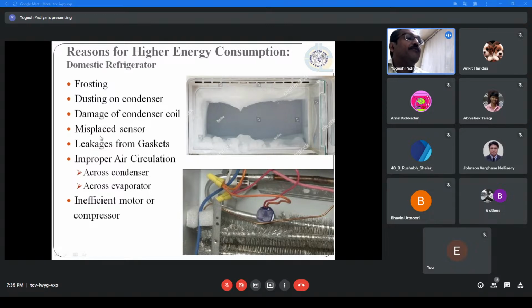So misplaced sensor, damaged condenser coil, dust on the condenser, frosting, improper air circulation, inefficient motor or compressor. This could be the reason for higher power consumption in a fridge.